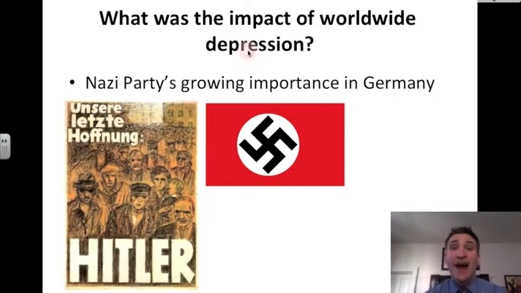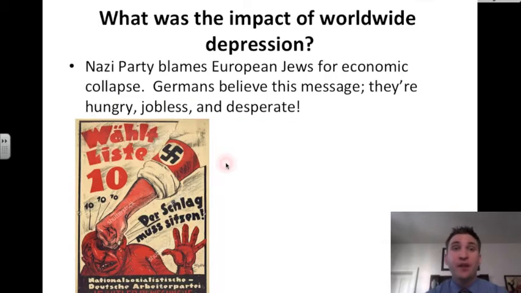And another impact was that the Nazi Party was growing in importance in Germany. Here are German people. They are jobless. They are hungry. They're living in poverty. This says, unsere letzte Hoffnung, our last hope. And it says, Hitler. The Nazi Party was selling the idea that we will get you out of this Great Depression. The Nazi Party was also blaming European Jews for Germany's economic collapse. Average Germans believe the Nazis' message. After all, they're hungry, they're jobless, and they're desperate.